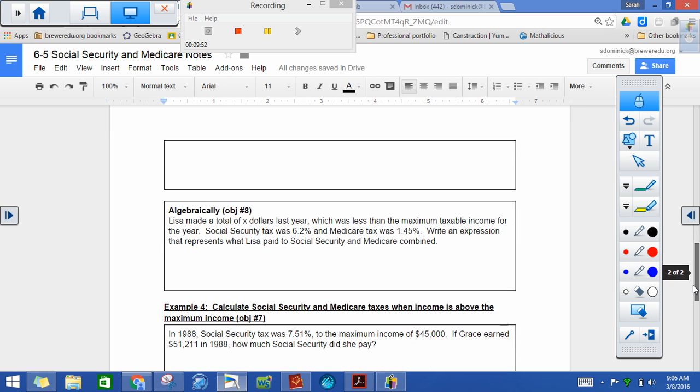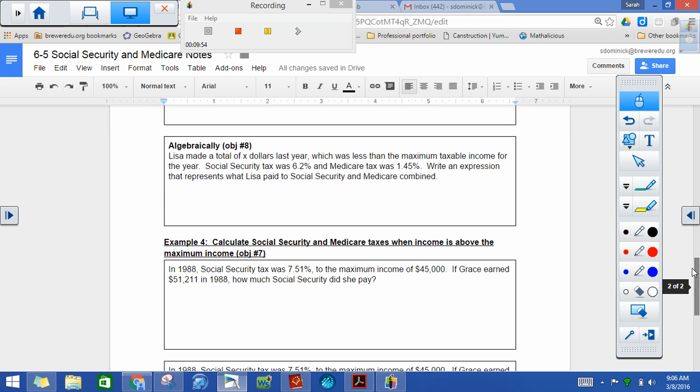Think about it, you've pretty much been able to do objective number 7, right? You just cranked that out twice, and you should be okay. This is the only algebraic one on this paper, so here we go. She made a total of X dollars, which is less than the maximum taxable income. So that makes our job a little bit easier. Social Security was still 6.2 and Medicare was still 1.45. They want an expression that represents this.